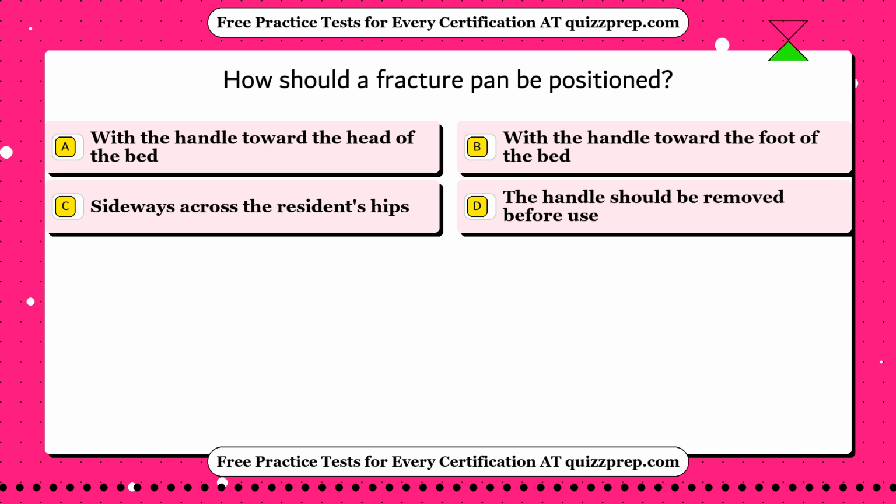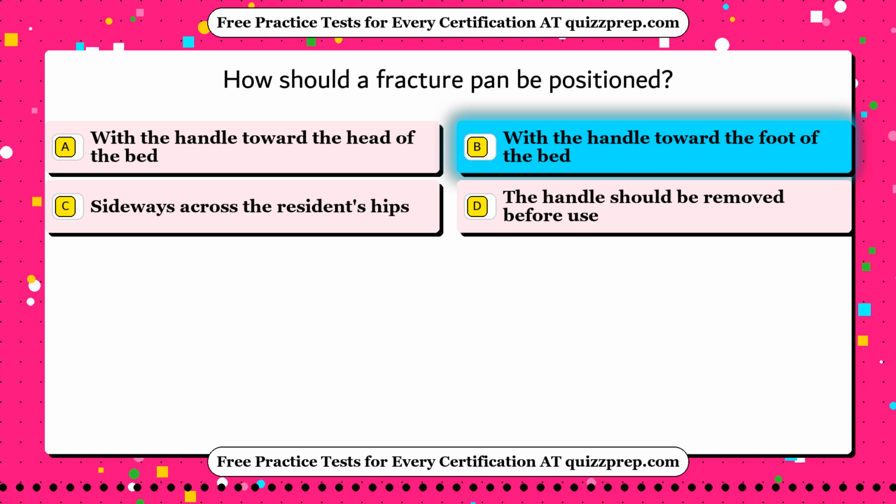Question 57. How should a fracture pan be positioned? Option A. With the handle toward the head of the bed. Option B. With the handle toward the foot of the bed. Option C. Sideways across the resident's hips. Option D. The handle should be removed before use.